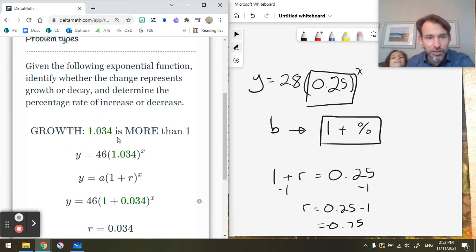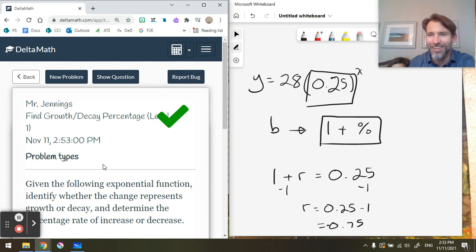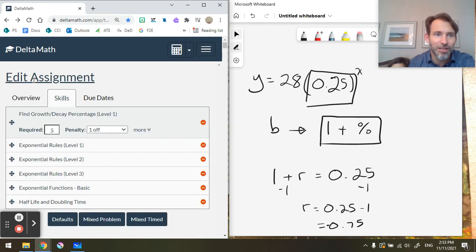Growth 1.034 is more than 1. Yeah, that's right. It's this much bigger than 1. So that was 1 plus r at some point in this number's lifetime. It was 1 plus r, and the r would therefore have been 0.034. What is that as a percent? 3.4%. Okay, let's move on to another skill. If you have questions about that, don't be shy about asking me, even if I just sort of suggested with my sarcasm that it's pretty easy.